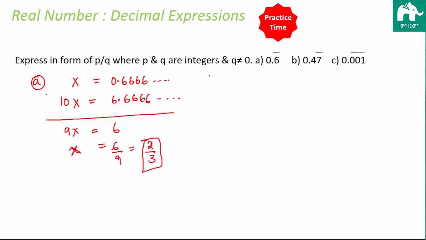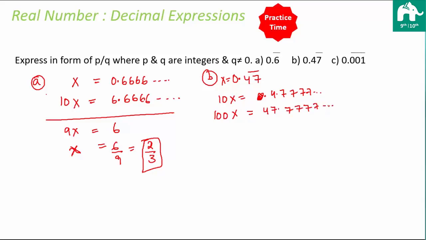Great. Now let us look at the second one, which is 0.47. So here we have 2 decimals after the decimal point, right? So let us first multiply. So this is x. So let us multiply it by 10x. So what do we get? 4.7777 and it keeps repeating. If we multiply it by 100x, what will we get? We will get 47.7777 and so on.